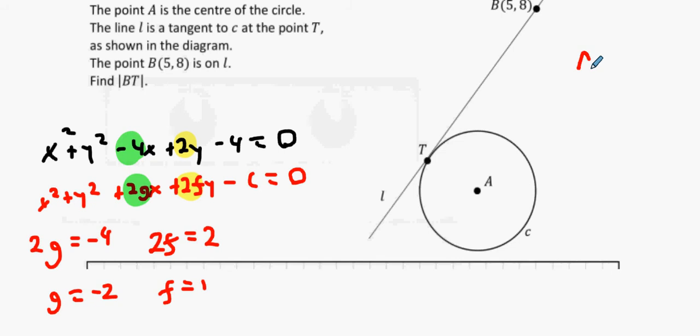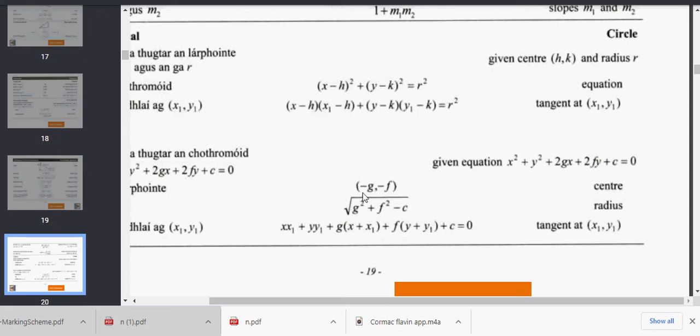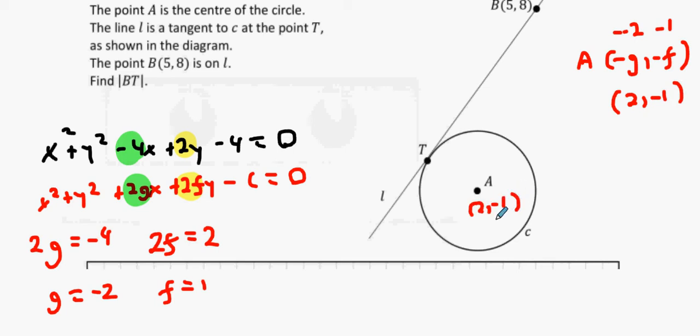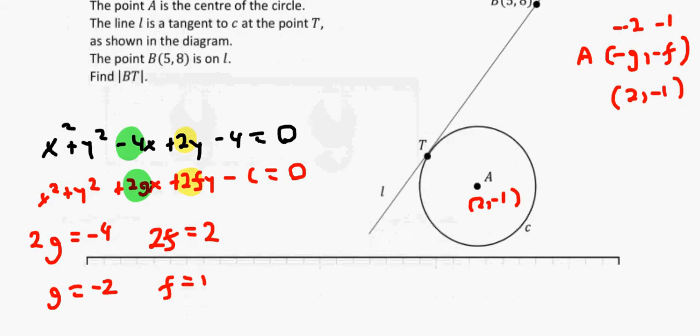The center of the circle, point A, is minus g, minus f, according to your log tables, which you're allowed to use in the exam, on the bottom of page 19. So we'll go for a center of minus minus 2 and minus 1. So it's going to be the point 2, minus 1. So A is the point 2, minus 1. Now, what's the radius?